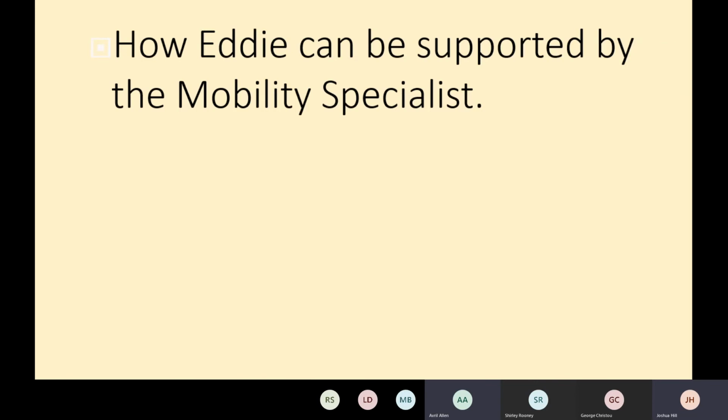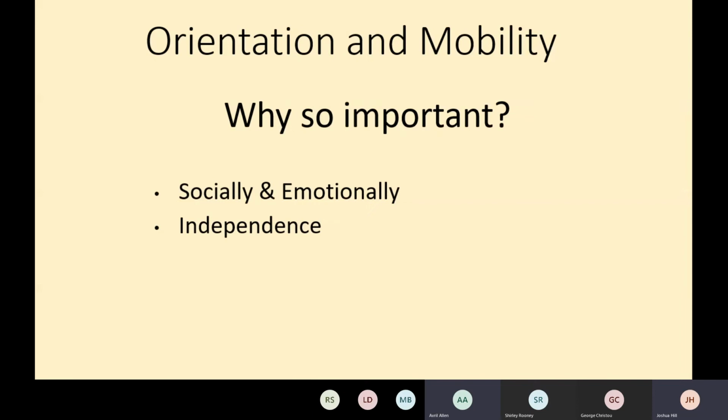So we're going to continue to talk about how Eddie can be supported by the mobility specialist as he begins to transition from year 2 to 3. So if we look at the next slide, we can see how really important it is that Eddie gets the support that he needs from the mobility specialist, because any kind of change will affect him.